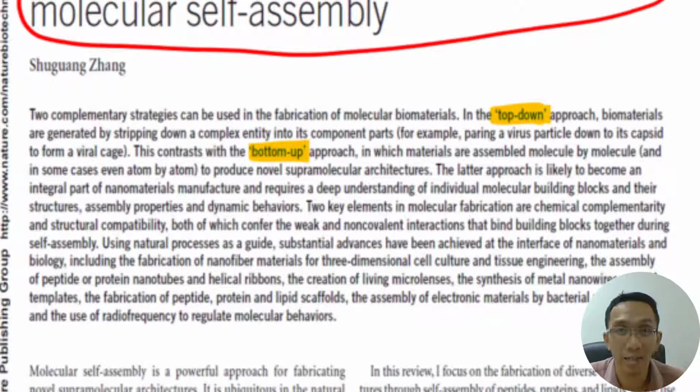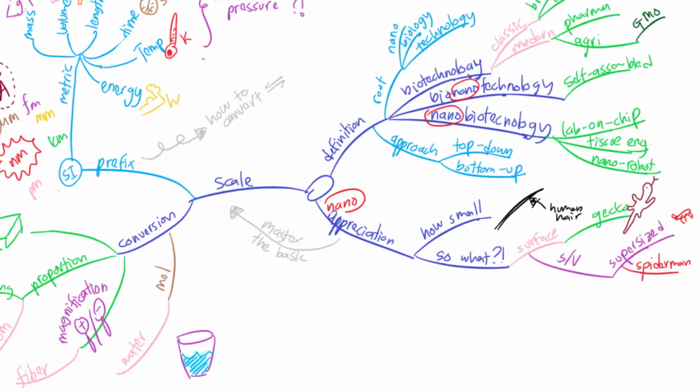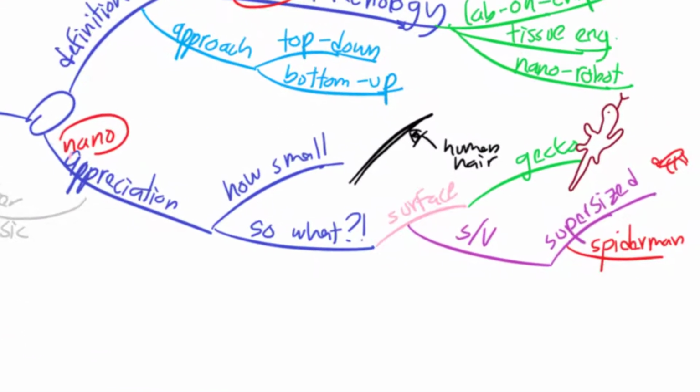it's considered a bottom-up approach, whereas in nanobio you use a top-down approach, when you have something big and then you strip it down until you get small stuff and use that small stuff for the benefit of biotechnology. And now let us try to appreciate the nano itself, the dimension at nanoscale.